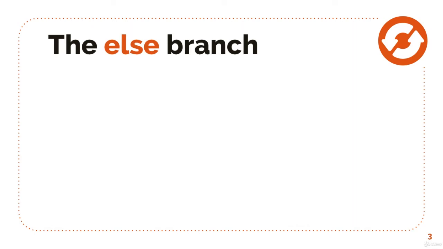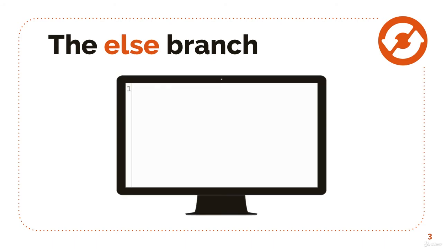Just like the if statement, while loop also has an else branch, but it's not really used much. The main difference between if else and while else is that the else branch here is always run regardless of whether the loop has run or not. Let's show you an example so it makes more sense.